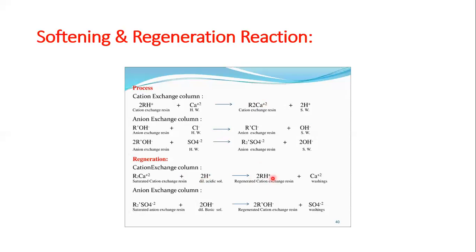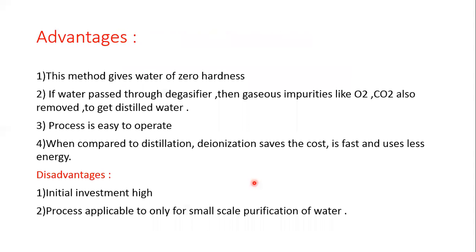If you see again, regeneration of the original, or we can say regenerated cation exchange resin, that is the original compound with the release of calcium salt. Again, in the anion exchange column, the saturated anion exchange resin is going to react with the basic solution with the regeneration of your original resin with the formation of the sulfate salt. So in the washings we can collect this, and again the process can be continued after the regeneration process.